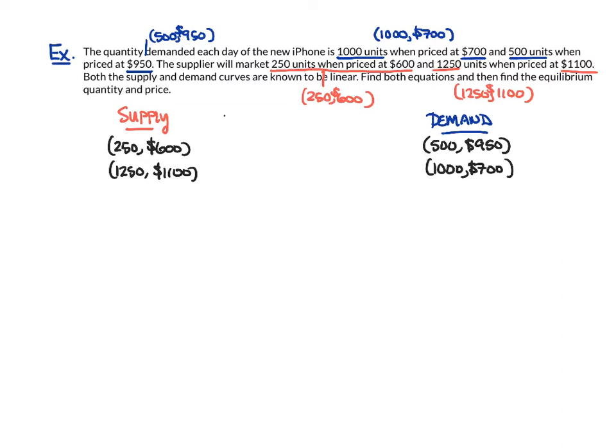Now remember, the supply line is a positive sloping line, and the demand line is a negative sloping line. And we have 2 points that live on it, so we just need to find the slope first for each. I'm going to do that on both sides, and then we can find the equation with things we learned from our algebra review. So let me pause and use the slope equation.